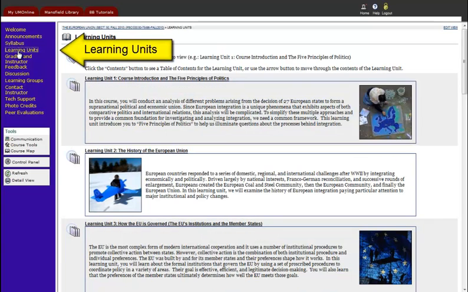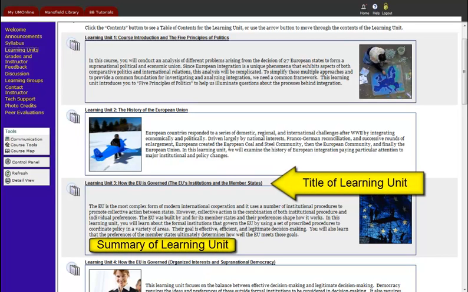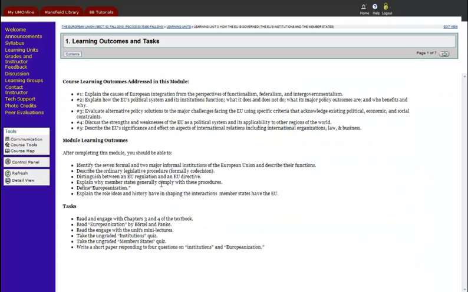The main bulk of the course happens here in the learning units. Each week, students engage with different readings with a different topic and subject, and I'll just walk you through an example of a learning unit, and then I'll walk you through an example of a problem unit, which is the sort of ultimate end of the course, to engage in these problem units.